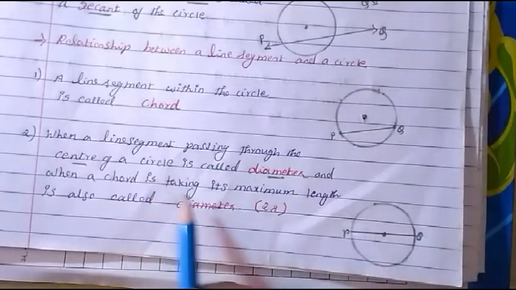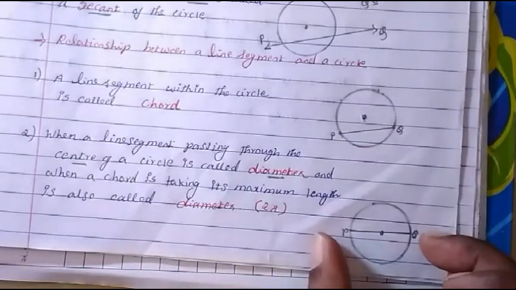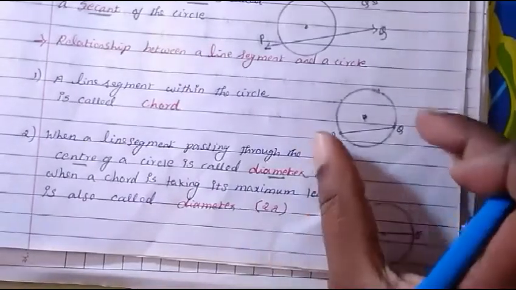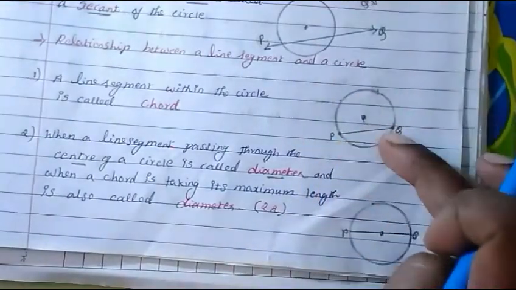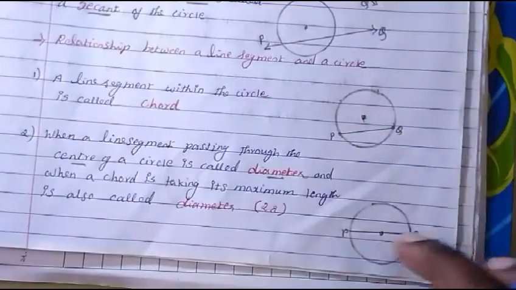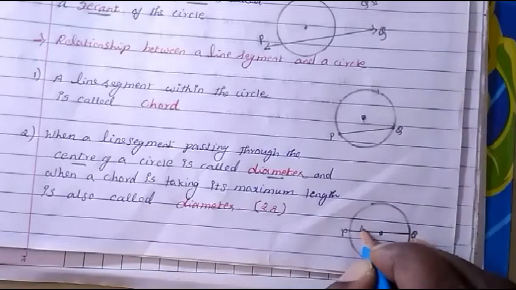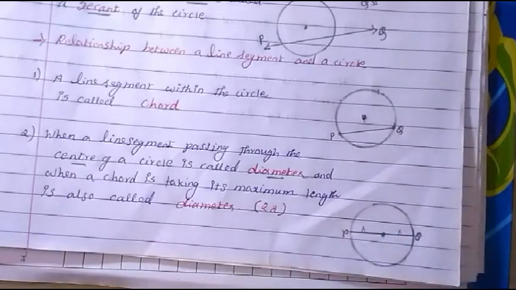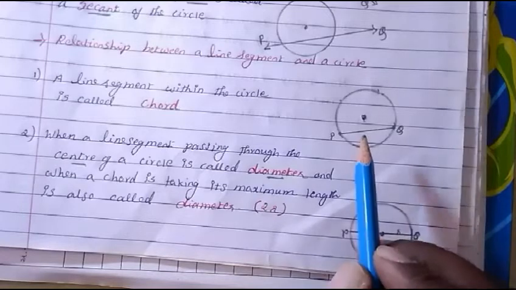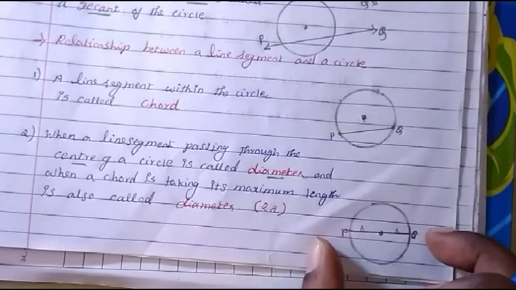And also a chord taking its maximum length is also called a diameter. So a diameter also can be called a chord. Okay, so chord is what? A line segment within the circle we call a chord. But when this chord passes through the center, it becomes a diameter because it becomes two radii. Here one radius, here one radius. That's why 2r. Diameter is 2r. So when the chord is passing through the center, we call it a diameter.